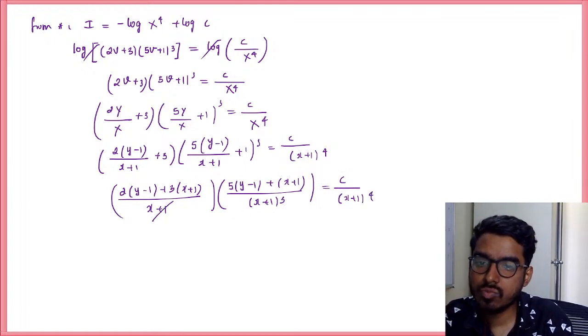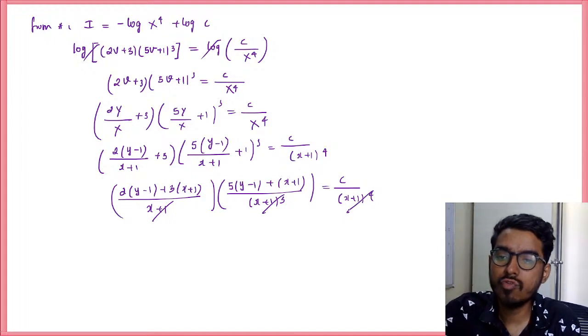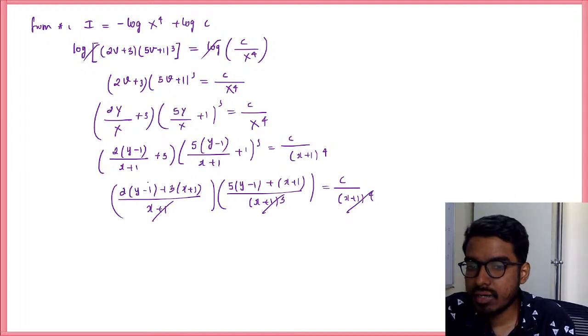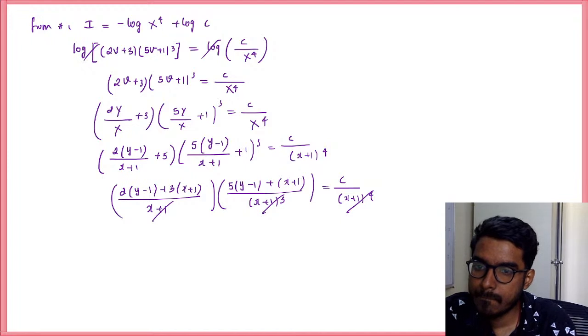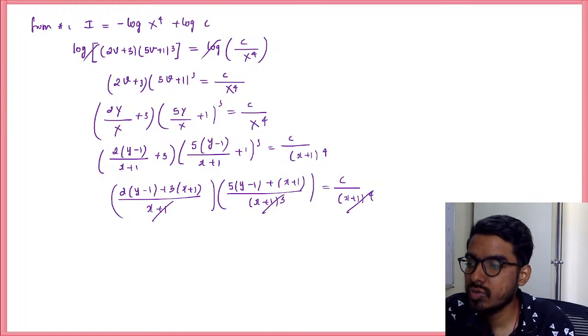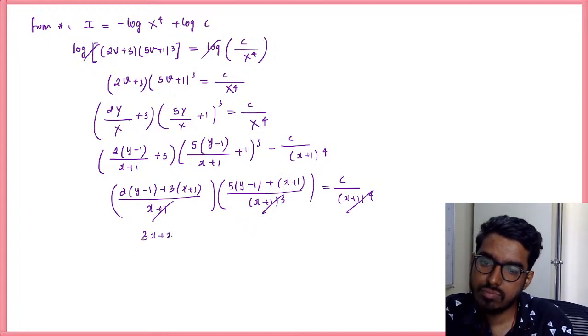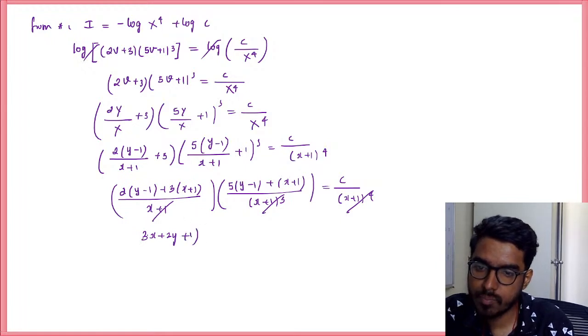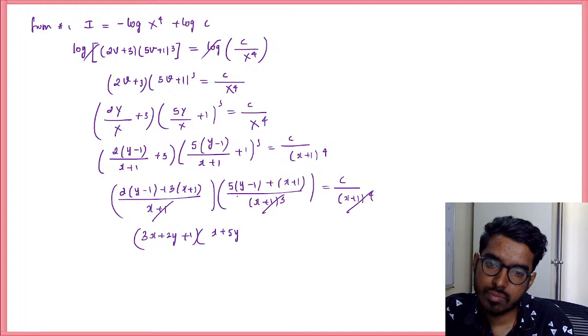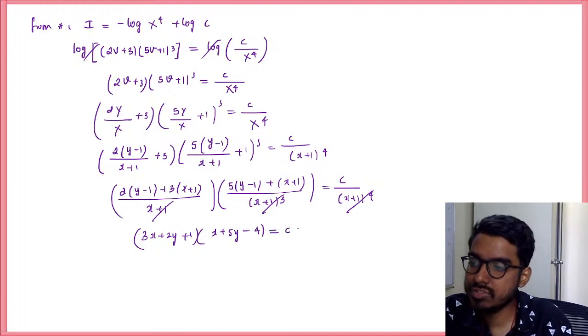Now we can see this x plus 1 whole cube, x plus 1 whole power 4, all will get cancelled. Right, all will get cancelled. So we will have 3x plus 2y cube. Yes, that's it, right? So simplify this. So you will have 3x plus 2y minus 2 plus 3, minus 2 plus 3 is 1. Here you will have x plus 5y minus 5 plus 1 is minus 4 is equal to c.